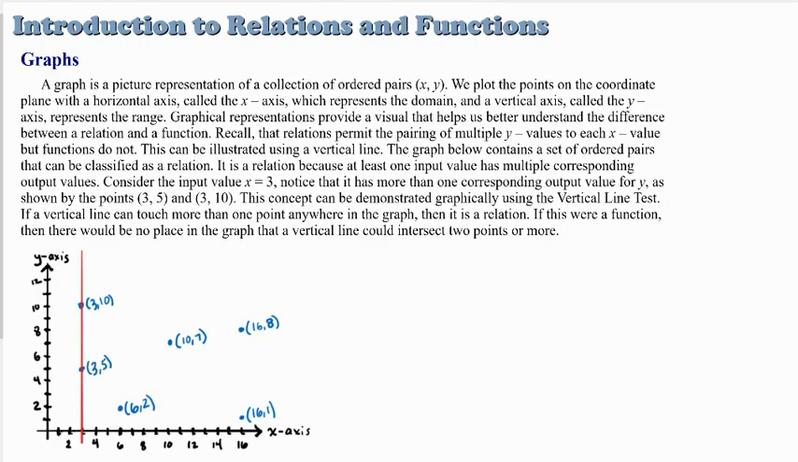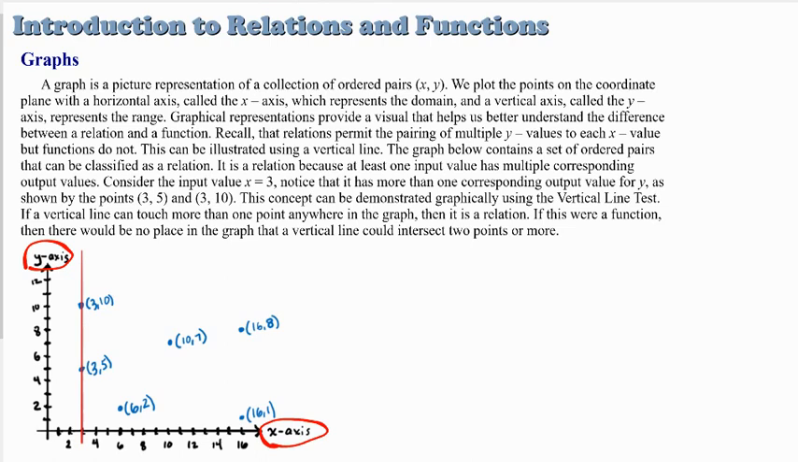A graph is a picture representation of a collection of ordered pairs. We plot the points on the coordinate plane with a horizontal axis, which we call the x-axis, and a vertical axis, which we call the y-axis. And again, the x-axis goes to the domain and the y-axis goes to the range. This graphical representation provides a visual that helps us better understand the difference between a relation and a function. Recall that relations permit the pairing of multiple y values to each x value, but functions do not.